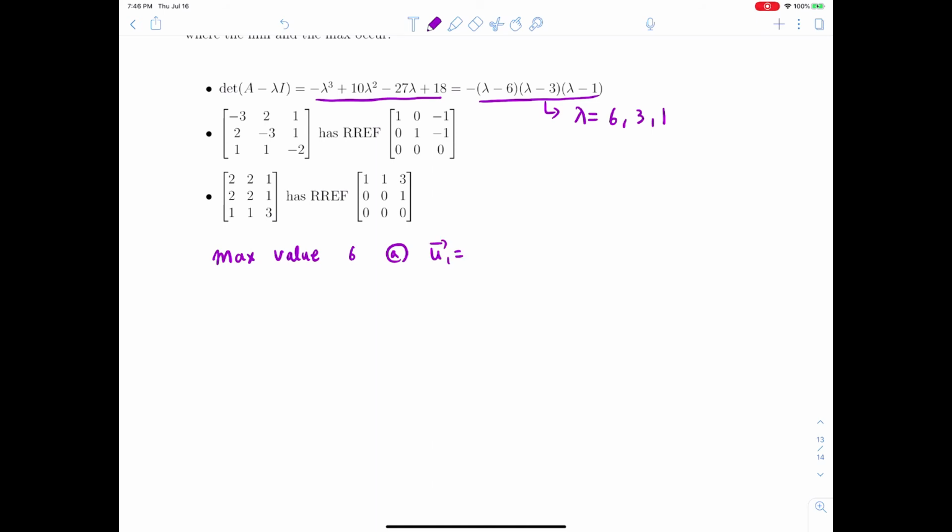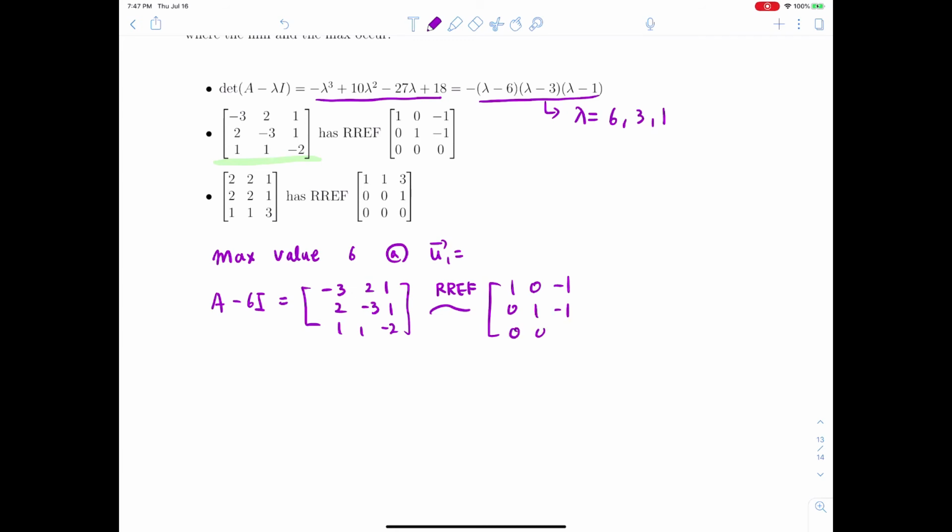So we have to find the eigenvector corresponding to the eigenvalue 6. So basically, we need to find the null space of A minus 6I. And this equals negative 3, 2, 1, 2, negative 3, 1, 1, 1, and negative 2. And this corresponds to the first matrix above. So the RREF of this matrix is given by 1, 0, negative 1, 0, 1, negative 1, 0, 0, 0.